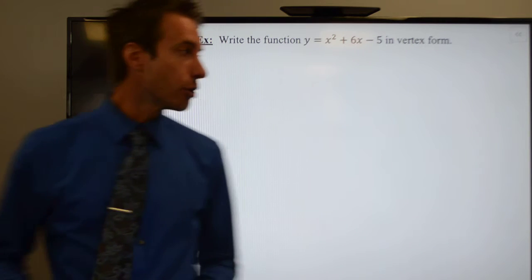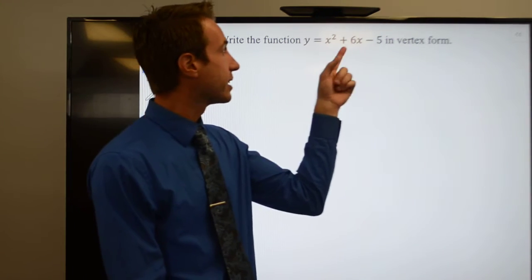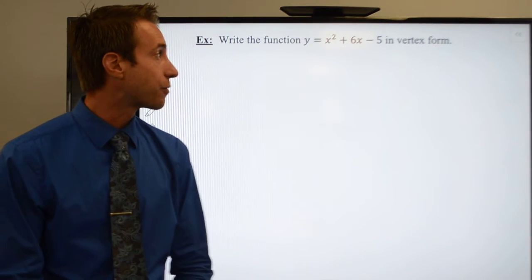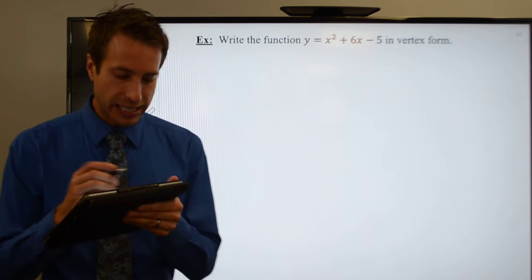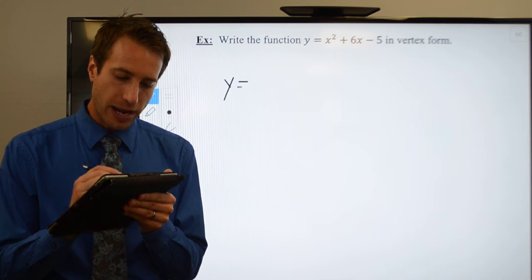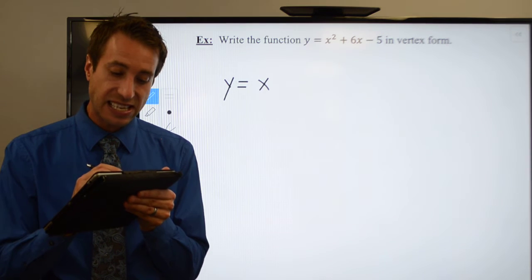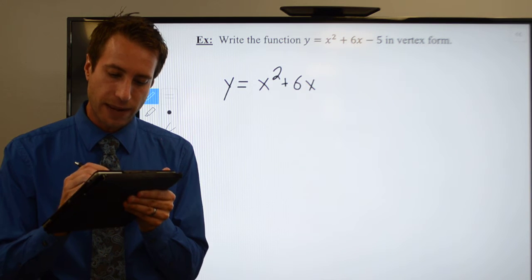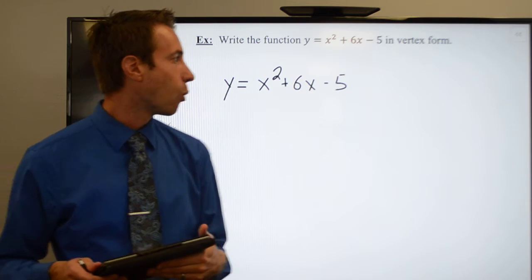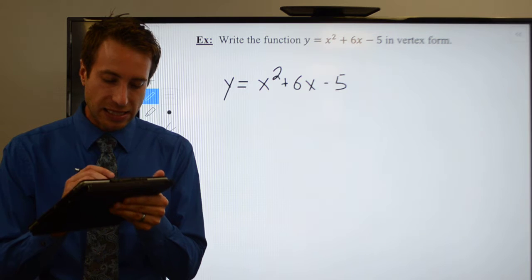All right, welcome to this page of the notes, and what they're asking us to do is take this quadratic, which is in standard form, and write it in vertex form. And we know that in order to do that, we're going to need to complete the square. But because it's y equals, I'm going to have to do all of my work on the same side of the equal sign. I can't work on both sides of the equal sign because I need that to stay a y. So we're going to use parentheses to help us.